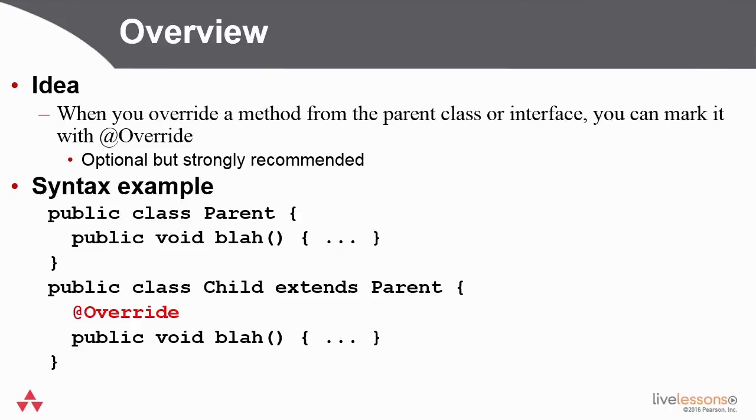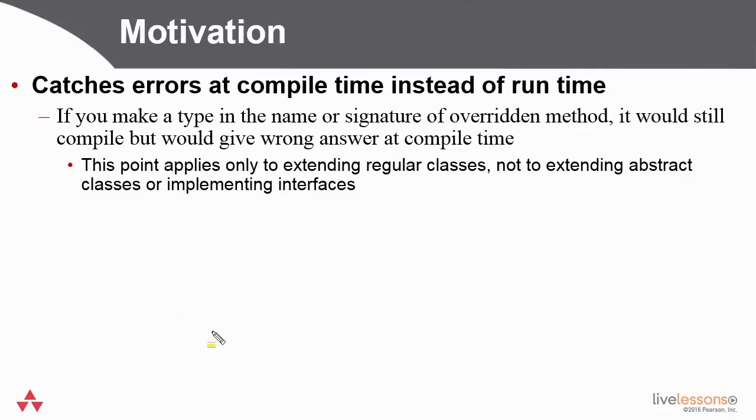Suppose I have a class called ParentClass, and I define a method called blah. And then in my child class that extends the parent class, I want to redefine, I want to override, I want to give a more specific definition of blah. I can do so without using @Override, but it's highly recommended, it's considered a standard best practice to use @Override to do so.